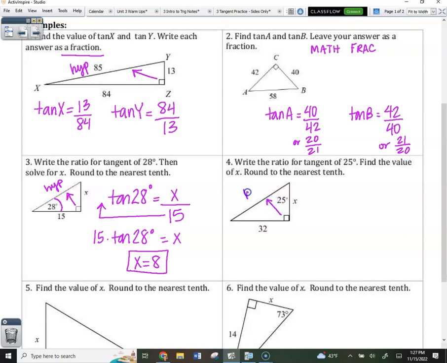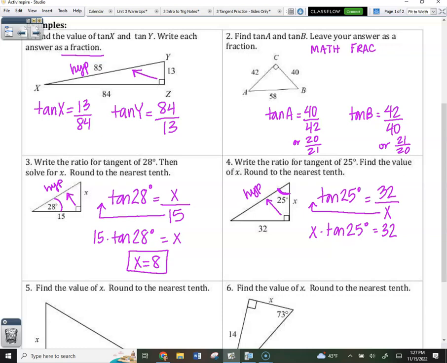Alright, we got our hypotenuse right here. Here's our acute angle. Set it up. Tan, angle measure, equals fraction bar. What's opposite? 25. What's adjacent? Okay, cross multiply the denominator to the front. Show your work, and then you'll know exactly what to type in the calculator.